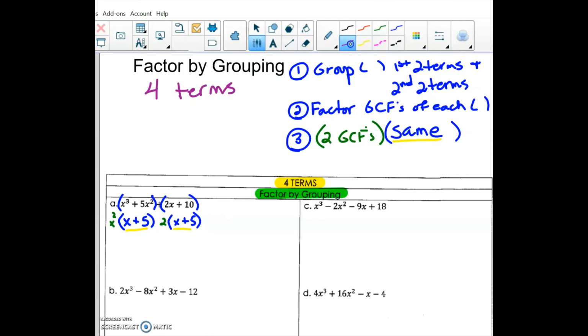So our answer for problem A takes the two GCFs, x squared plus 2, and the next parentheses will be what is the same. The same is x plus 5. And so now we see how we have two parentheses that are being multiplied together. If we were to FOIL these back, we would get example A. We would get that problem. So moving on to the next one, which is B, which is down below.